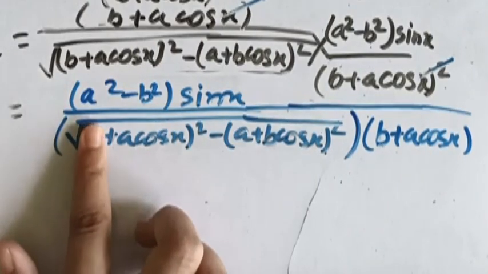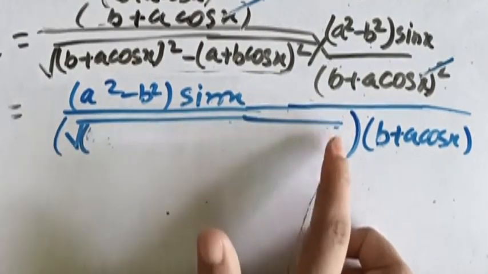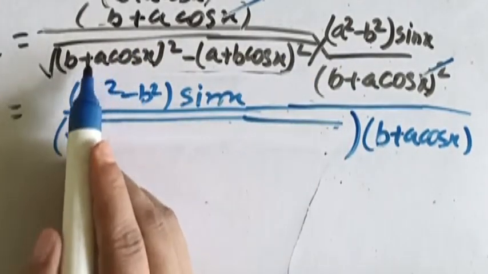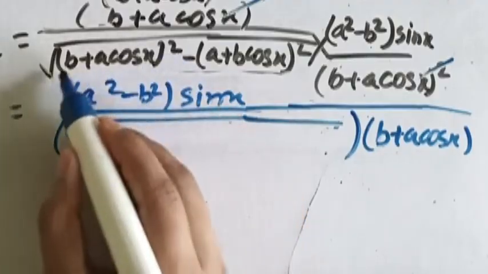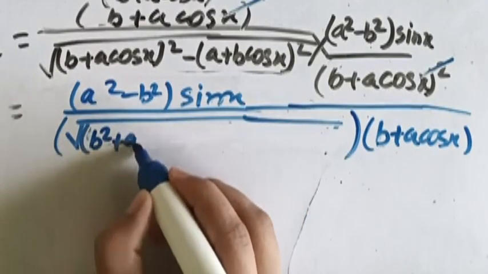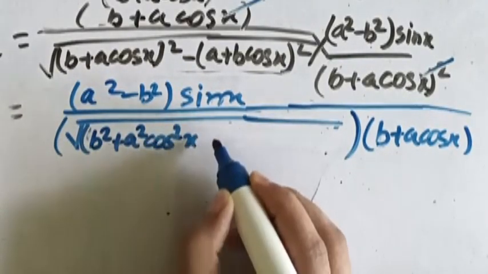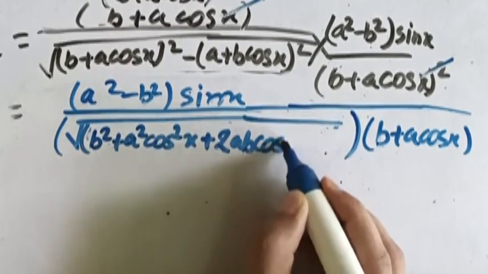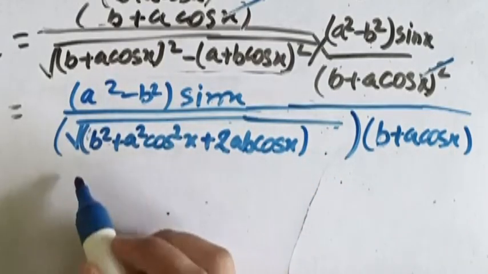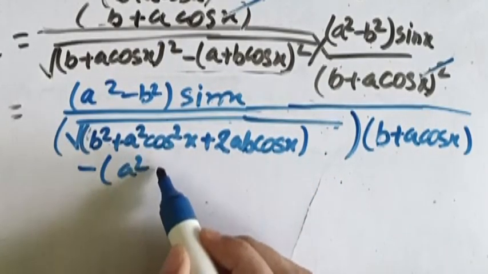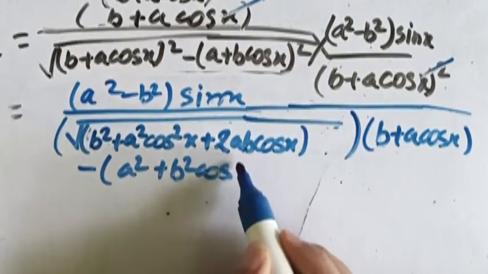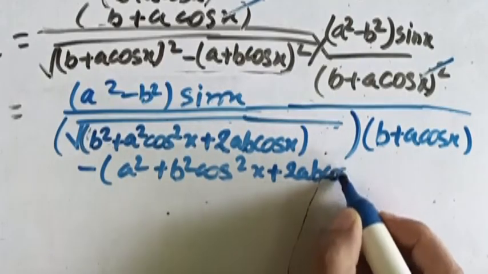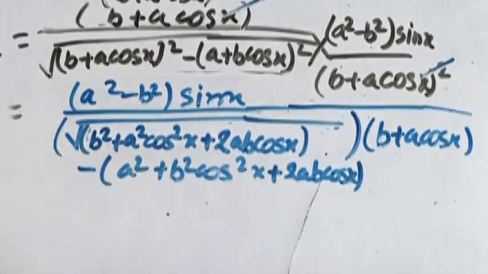So let's open it. I'm erasing here. What you have to do is explain it in your notebook. So in the next step you will write all these things. It will become b square plus a square cos square x plus 2ab cos x, right? And the next will be minus a square plus b square cos square x plus 2ab cos x, and all this will be under root, right?